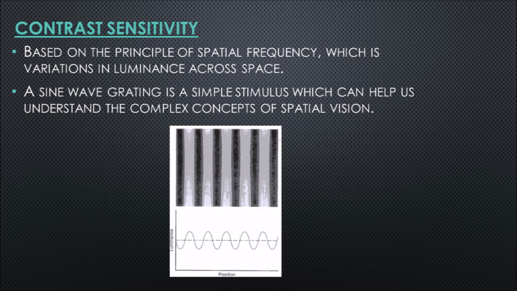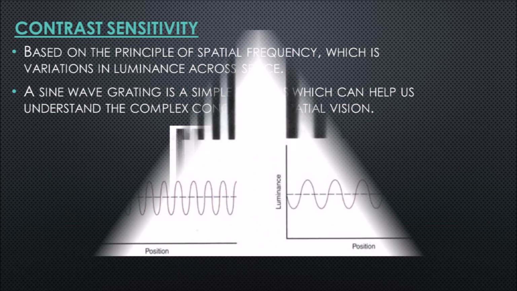The image above with the bright and dark bars refers to the sine wave grating, and the image below is the luminance profile. As can be seen from the image, the grating has alternating bright and dark bars. The peak of the luminance profile corresponds to the bright bar of the grating, and the dark bar corresponds to the depressions on the luminance profile.